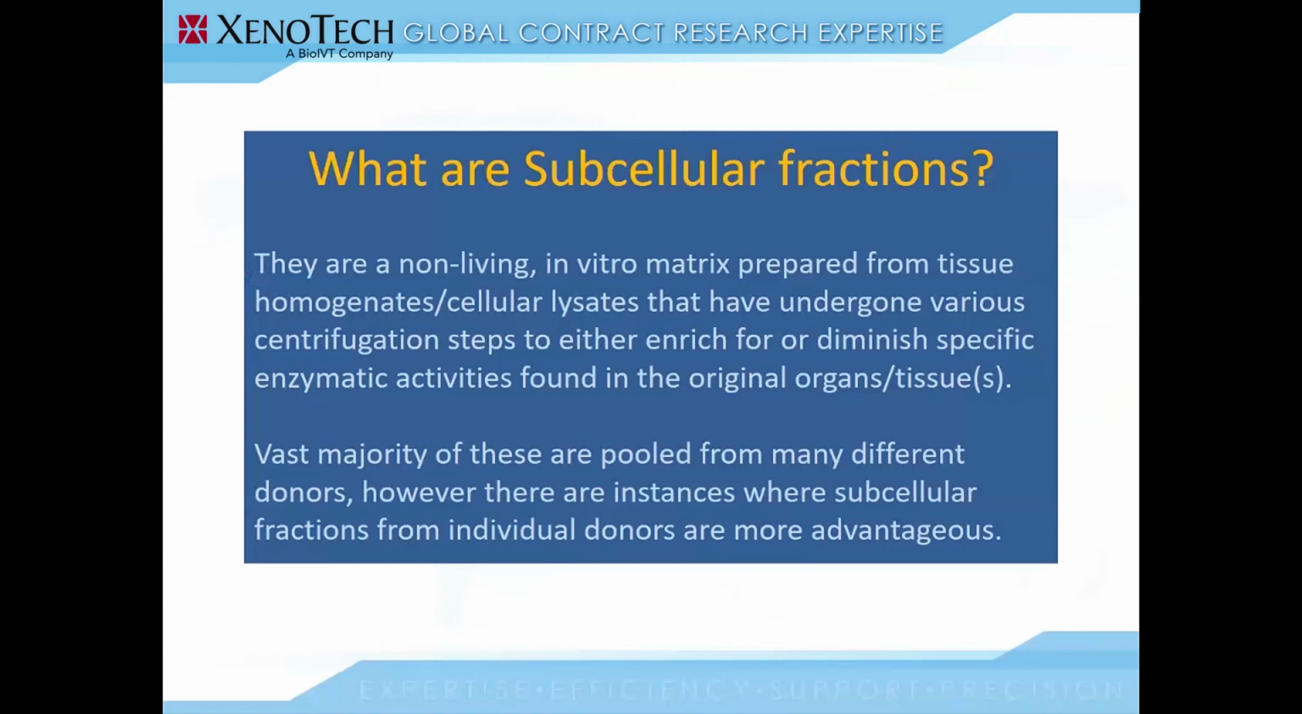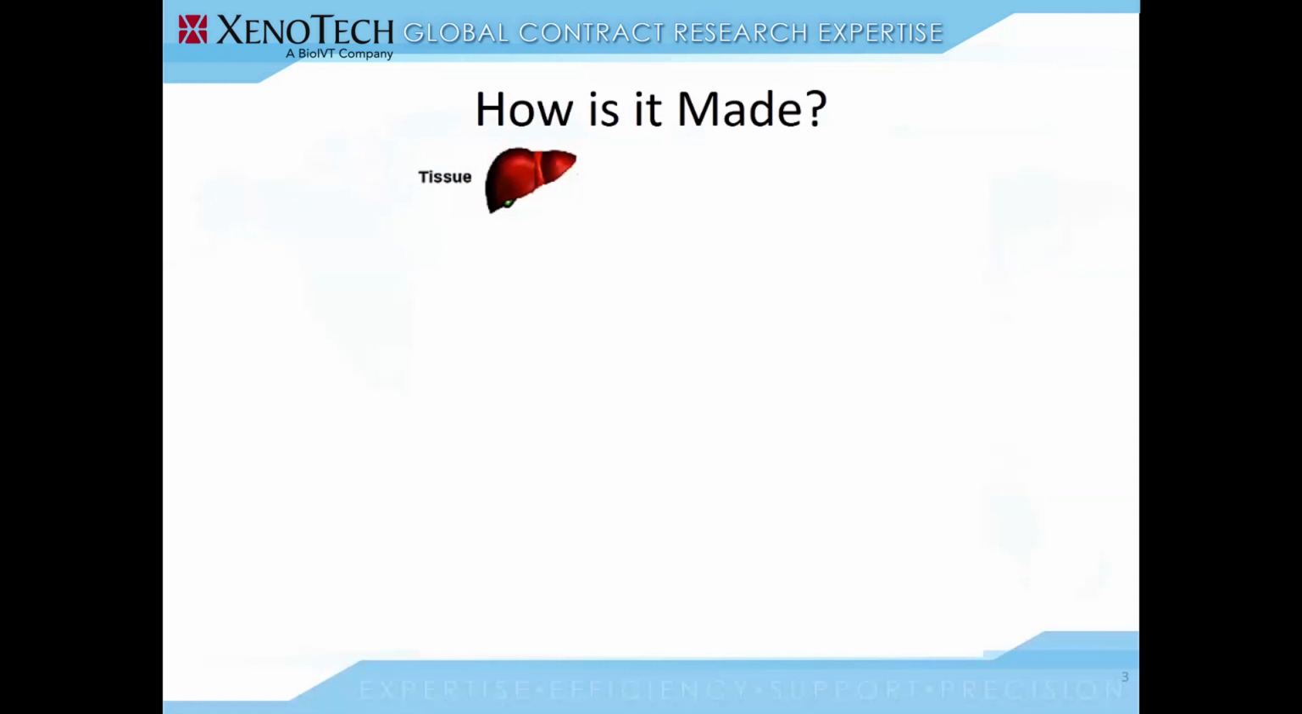But that is not to say that individual donors or small donor pools aren't useful, because they are. They just have more specialized uses compared to the larger pools. So let's talk about how the different subtypes of subcellular fractions are made and what important cellular components and activities each fraction contains. This simple diagram starts with liver tissue as our source of the cells.